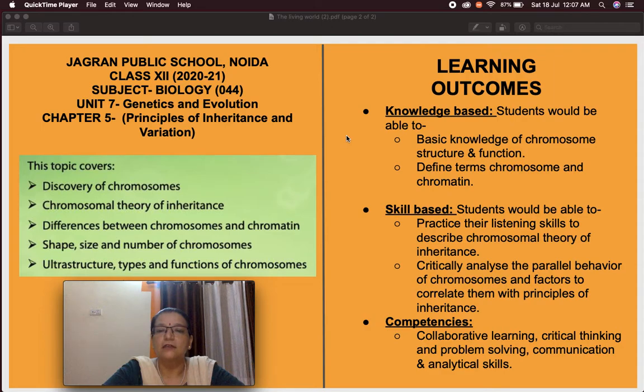After today's class, the expected learning outcomes, which are knowledge based, in which you will be able to understand the basic knowledge of chromosome structure and function, and you will have a recapitulation of the types of chromosomes on the basis of position of centromere. You can also be able to define terms related with chromosomes and chromatin.